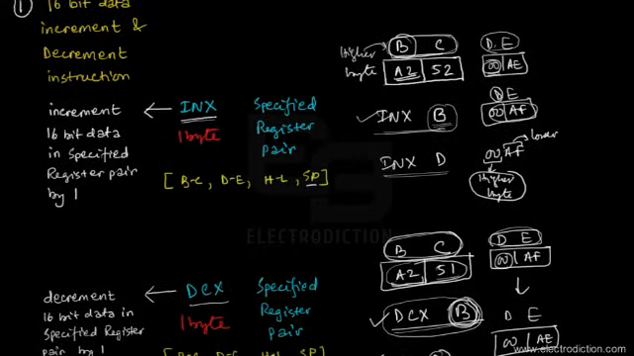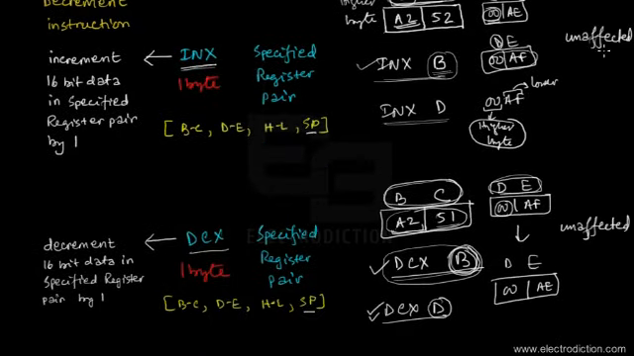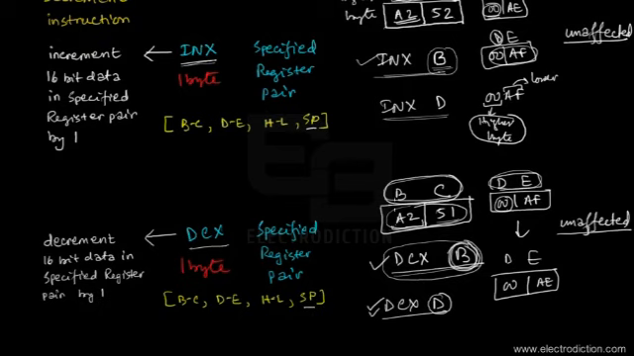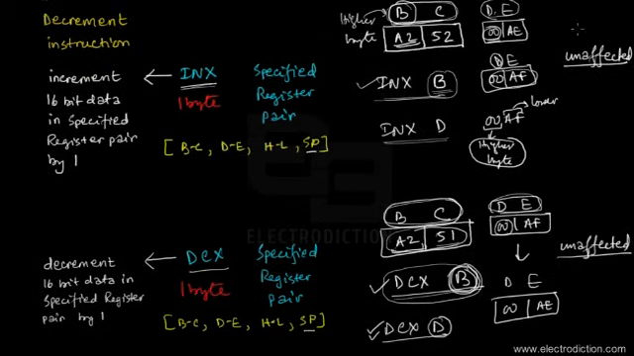Now, I almost forgot that the flag bits for these two instructions are completely unaffected. So these instructions do not affect any of the flag bits. Now it's finally time to move on to another one of the very important arithmetic instructions.